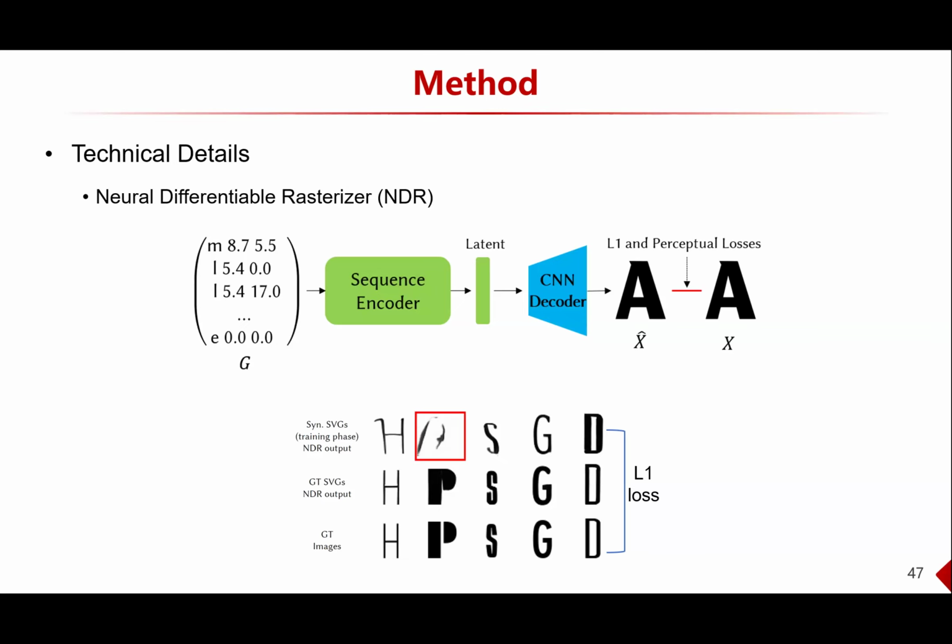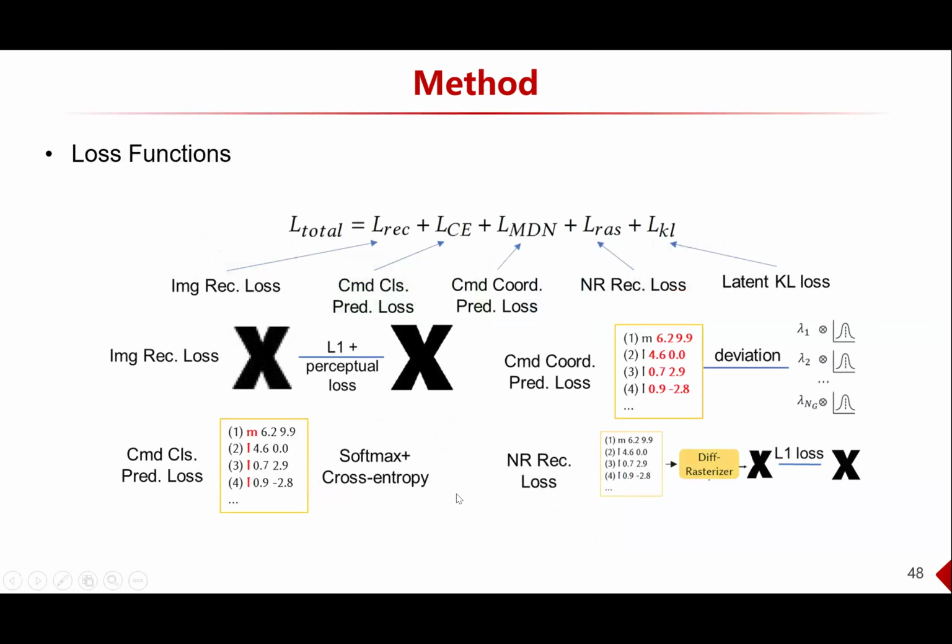Here are some examples of the NDR outputs when we feed it the synthesized drawing commands during training. And the whole loss function of our main model is formulated as the sum of the image reconstruction loss, command class prediction loss, command coordinate prediction loss, neural rasterization reconstruction loss, and the KL loss for the latent space.